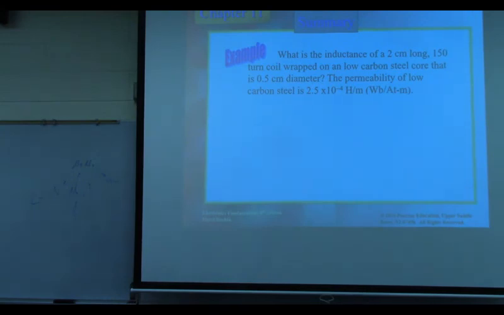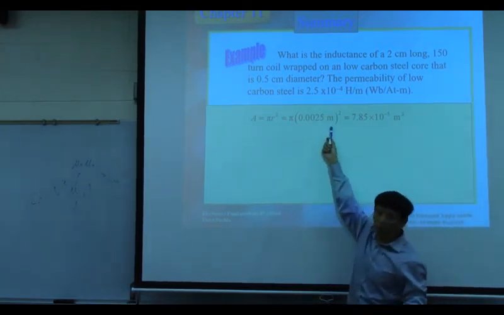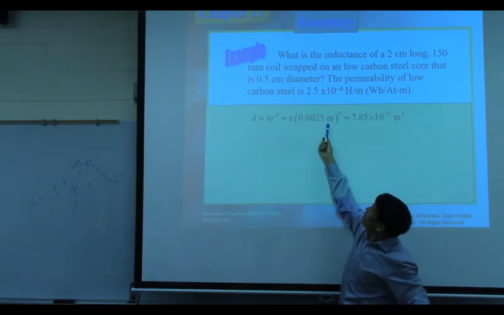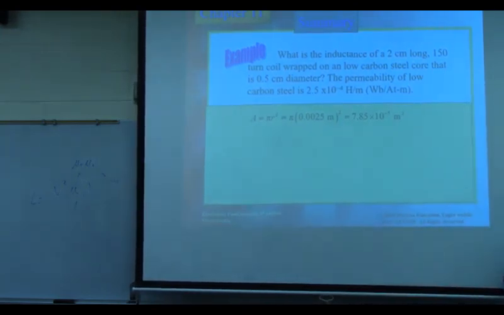What is the inductance of a 2 cm long, 150 turn coil wrapped around a low carbon steel core, where this is the cross section? The permeability equals 2.5 times 10 to the negative 4. First of all, you calculate the area of the cross section, pi times r squared. The diameter equals 0.5, so the radius equals 0.25, but that is in centimeters, so we need to convert that into meters, so that will equal 0.0025 meter, that is the radius. Then pi times radius squared gives us the area A, which is the area of the cross section.